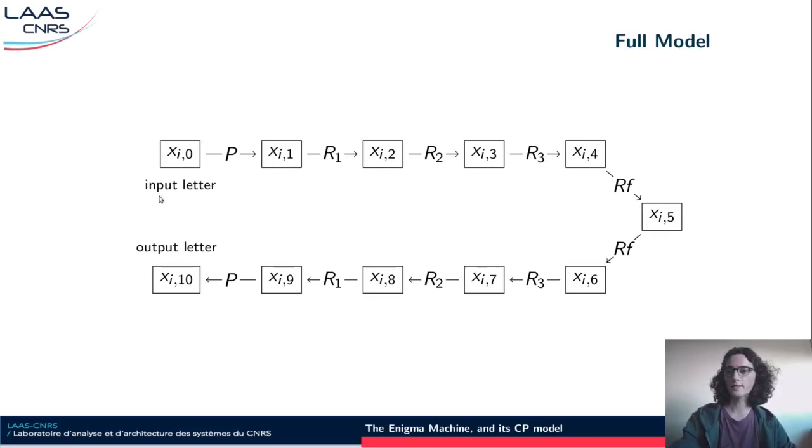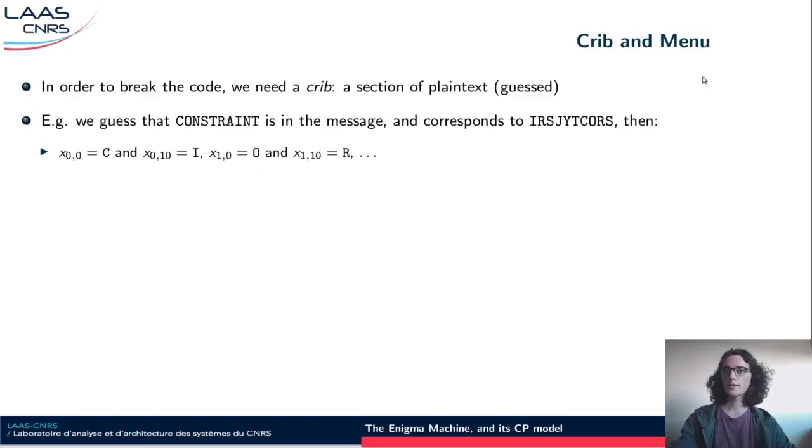But this necessitates an input letter. Alan Turing and his team also tried to guess some plain text in order to find probable key and plugboard assignments to decipher the rest of the text. And this is called a crib.